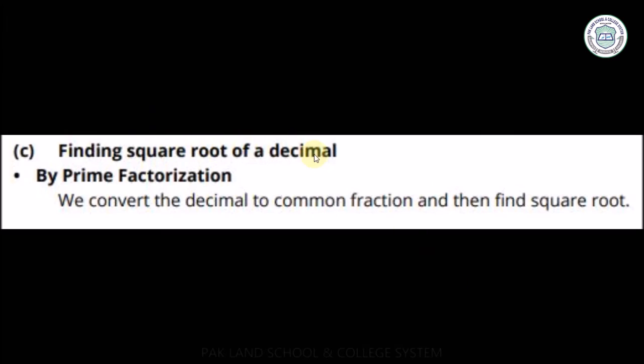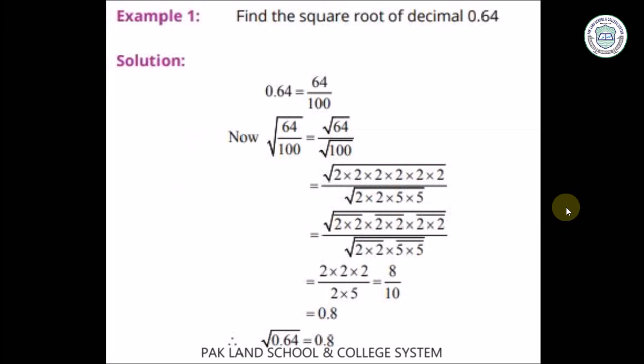Finding the square root of a decimal by prime factorization, we convert the decimal to a common fraction, then find the square root. Finding the square root of a decimal will be explained with this example, 0.64. 0.64 is equal to 64 divided by 100. We remove the point. Now this question becomes the same as before, with the prime factors of 64 and the prime factors of 100.